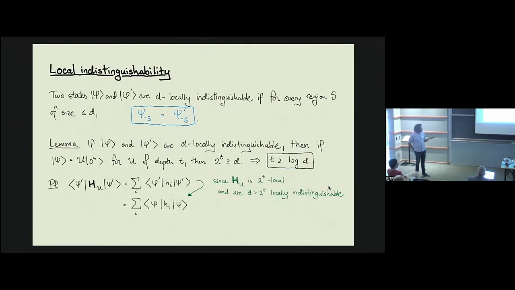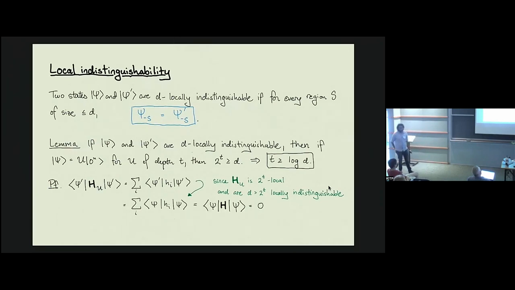Now what I'm going to do is consider what happens when I take psi prime, the other state, and consider its energy with H_U, which was this Hamiltonian built for psi, right? Well, its energy is the sum of these local terms, but the energy of psi prime on H_U should be exactly the energy of psi on H_U, right? Why is this the case? Well, it's because H_U is 2 to the t local. It's a local thing, but these states are d-locally indistinguishable, where d is greater than 2 to the t. So this local operator cannot distinguish the two states, so its energy with the two states must be the same.